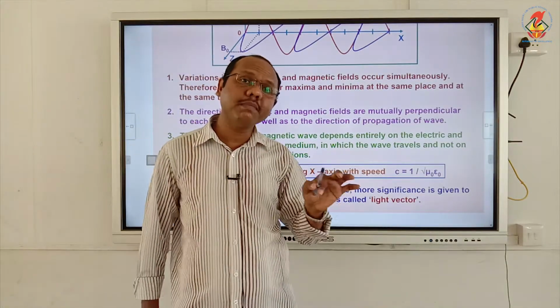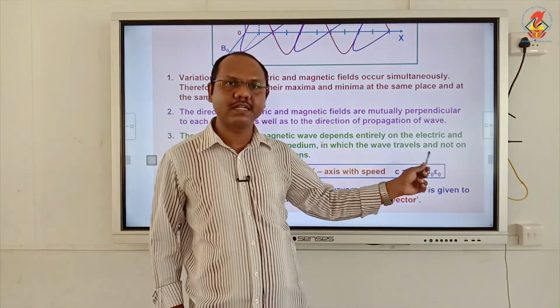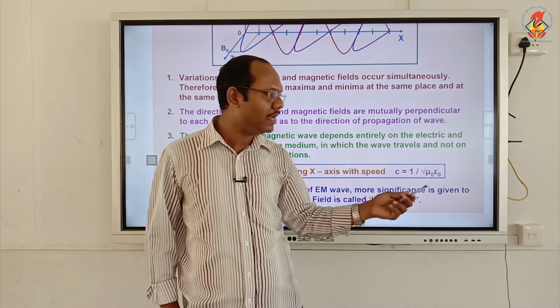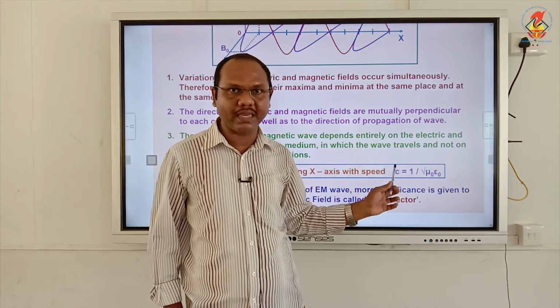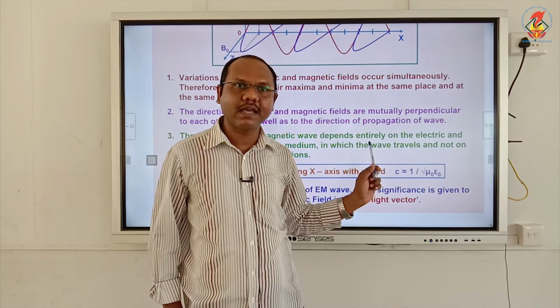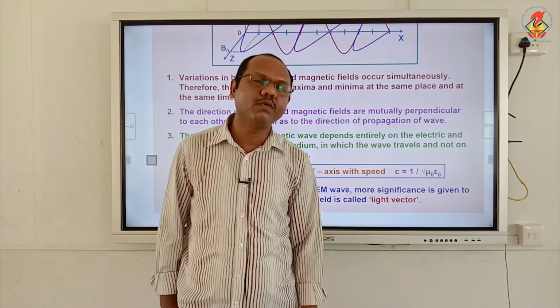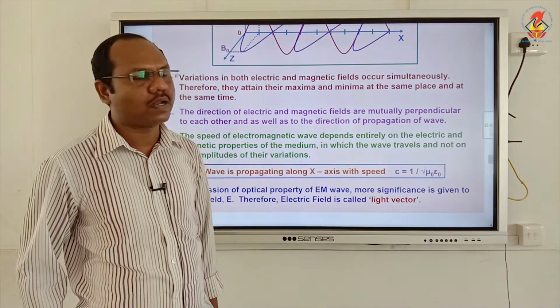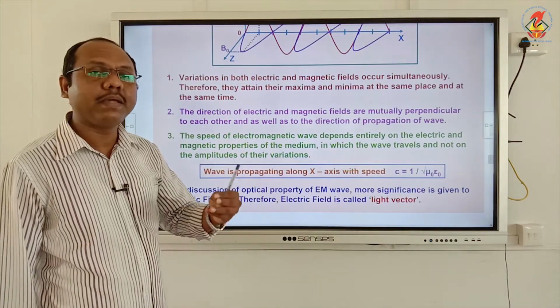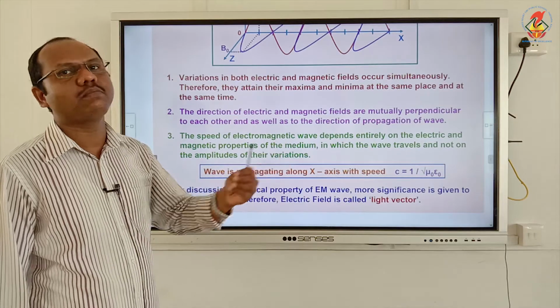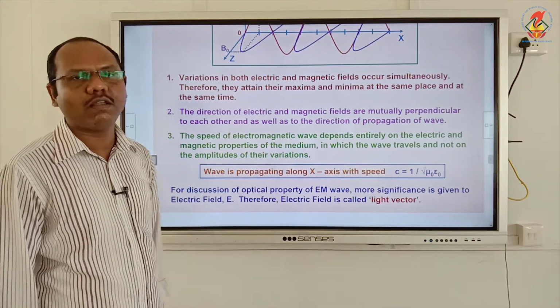Now, this is the equation when there is no medium. If there is a medium, then the equation will be v. Instead of c, we will write v. v is equal to 1 by root of mu 0 mu r times epsilon 0 epsilon r. At that time, depending upon mu r and epsilon r, the speed will vary.